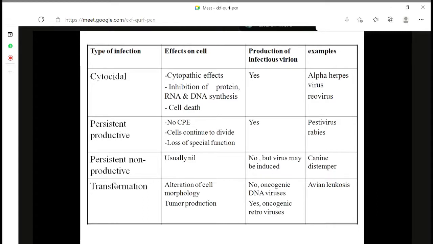Then the fourth category of interaction is the transformation. As I said, the entry of the virus and the growth of the virus inside the host cells will lead to alteration of cellular morphology and uncontrolled proliferation of cells. That overgrowth of cells may take place, and that leads to development of visible tumors. And we designate them as the oncogenic viruses. So different kinds of oncogenic viruses can cause transformation of cells, right?